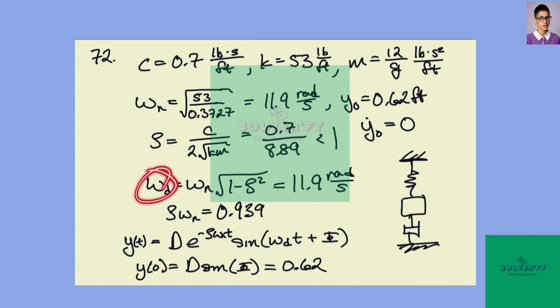So we can find our damped natural frequency, and it is also 11.9 radians per second. Now, it's actually a little bit less than this, but if we round off to 3 significant digits, we get the same value. And that's because this damping ratio is pretty small. So when this number is small, this is very close to this.